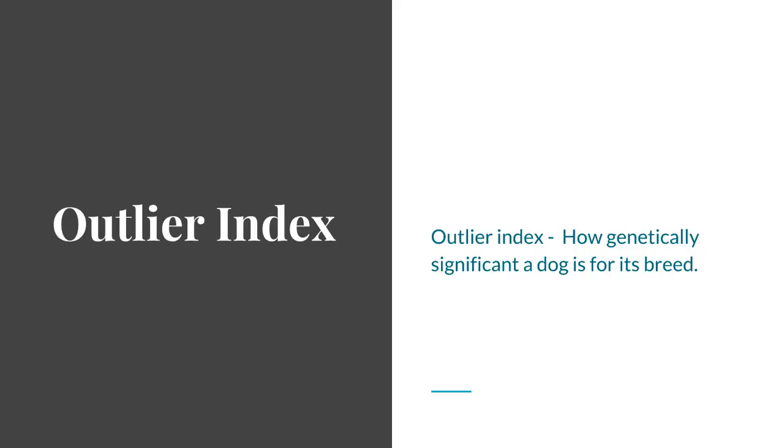Moving on to outlier index. Outlier index: how genetically significant a dog is for its breed. So remember how we discussed how IR does not tell you whether a dog is atypical or typical, or if it has common bottleneck genetics or non-bottleneck genetics. This is the measurement that we look at to determine that.